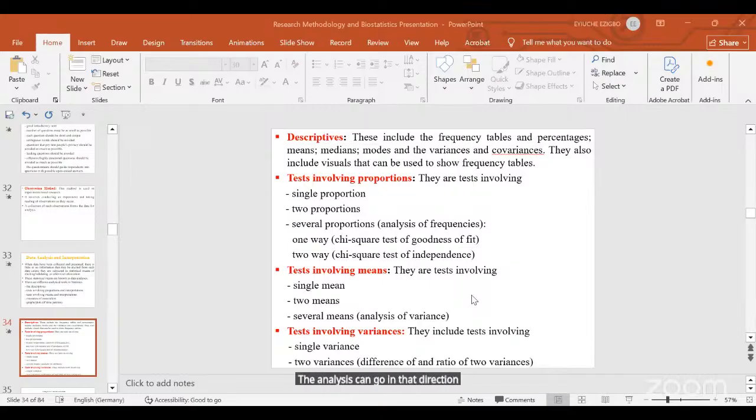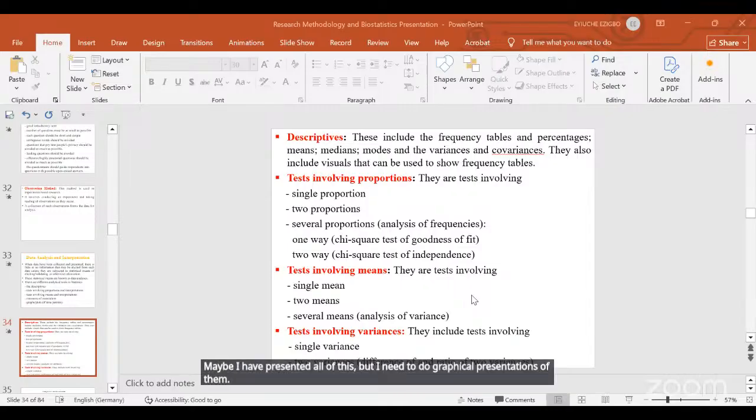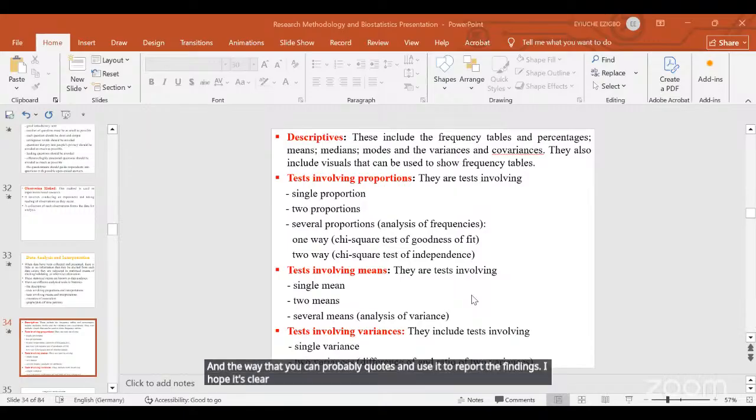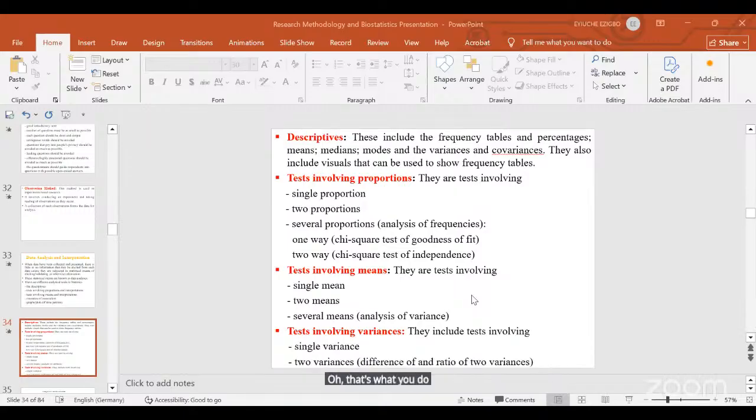At the same time, one may be interested in the use of graphs and plots. Maybe I have presented all of this, but I need to do what? To put graphical presentations of them. I need to plot the responses. And with that, one will be able to probably look at the plots, interpret the plots, and use it to report the findings. I hope it's clear. Majority of all that we do in our researches, they revolve around all that we have said.